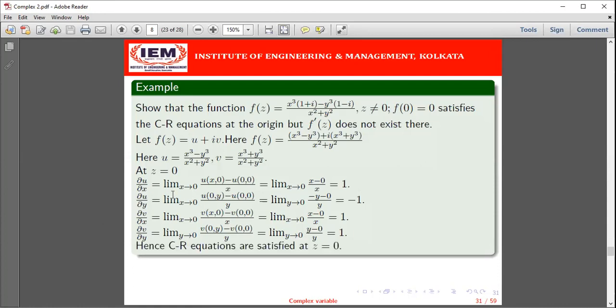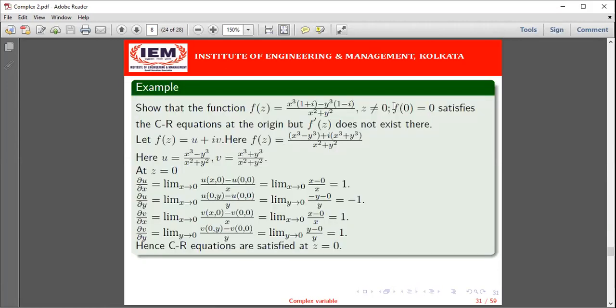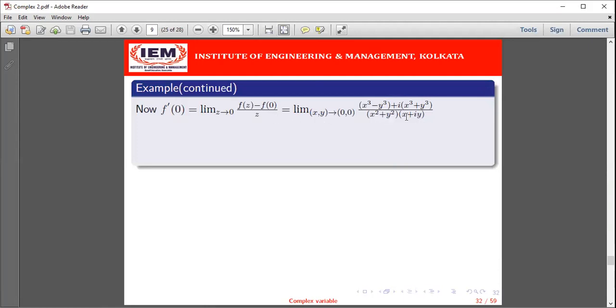Okay, we can cross verify that by using the formula for the derivative. What is f dash 0? f dash 0 means limit z tends to 0, f(z) minus f(0) by z. Here f(z) is defined as this, f(0) is 0 as given over here, and z is x plus iy. So here we need to find the limit of this quotient. If the limiting value of this quotient exists, then we can say that the function is differentiable at 0, otherwise the function is not differentiable. So here we can approach towards the point 0 0.